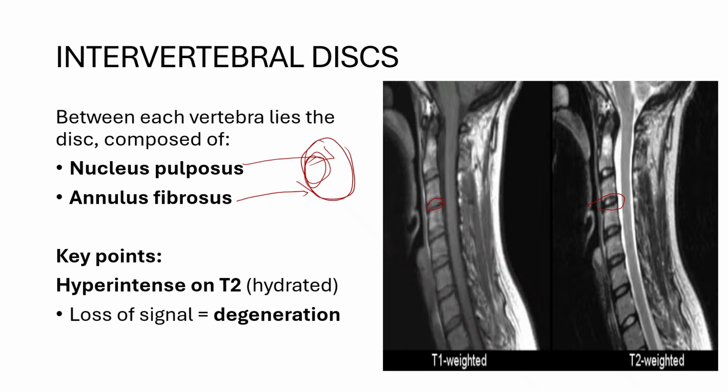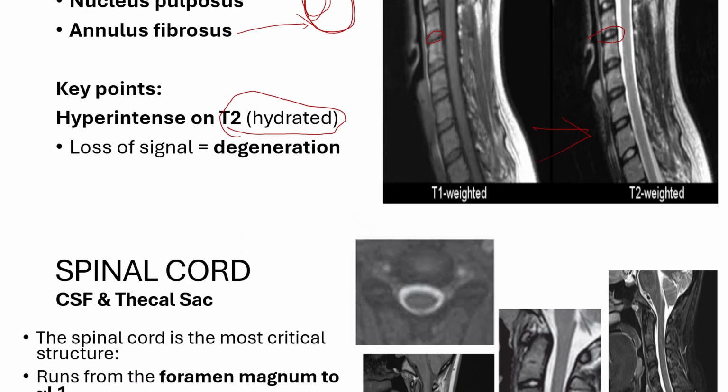What we see in MRI is that the hydrated intervertebral disc is bright or hyperintense in T2, as we can see here. These are the bright ones. This is the nucleus pulposus, and if it loses its bright signal, this is called a desiccated or degenerated disc. So for this degeneration, we must look at the T2 weighted image.